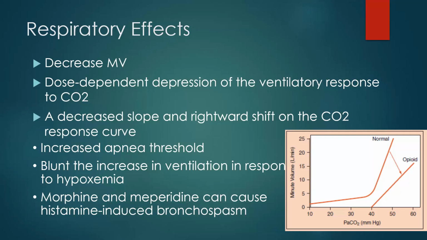Opioids also blunt the increase in ventilation in response to hypoxemia. So that's why when you give opioids to patients, you gotta put them on oxygen, because they may not be able to increase their arterial oxygenation depending on how much you gave. Now, don't forget that morphine and meperidine can cause histamine-induced bronchospasm. And bronchospasm is bad.